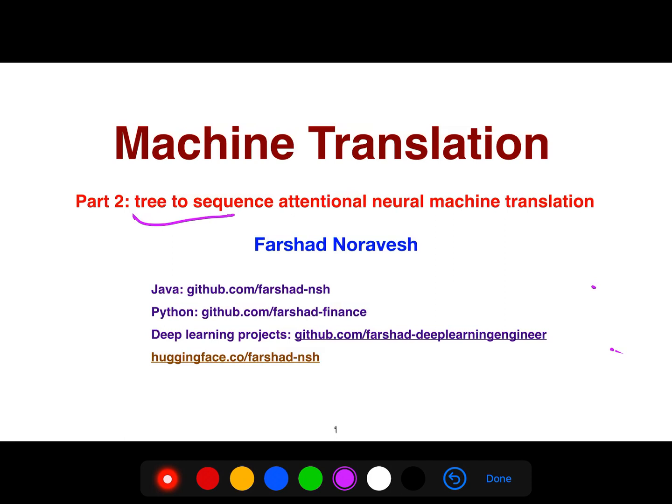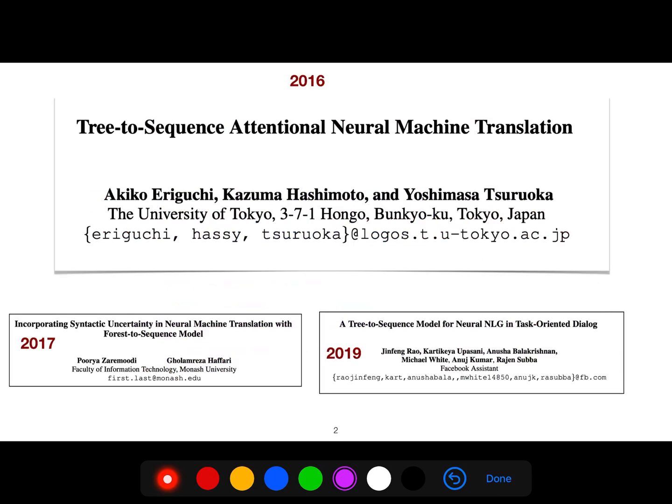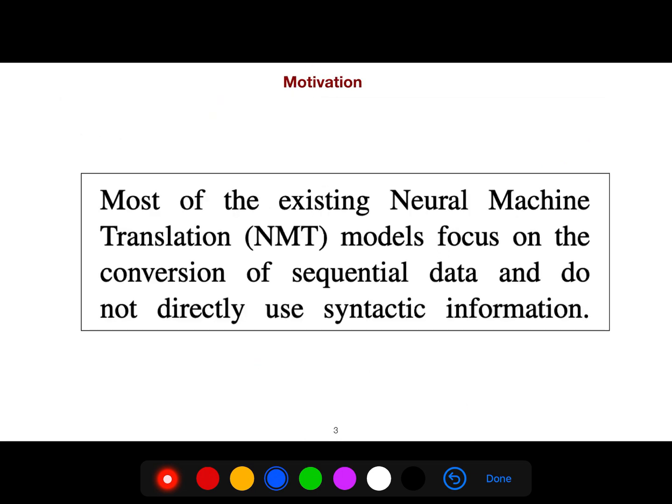And so now if you're using a dependency-based approach, your approach becomes universal. And so today I'm going to be presenting this beautiful paper from 2016, which was the source of inspiration for many great authors such as Puya in Monash University, and also these people at Facebook. So I will explain this article in the next lecture. So let's focus on this article from 2016 by people in Tokyo, Japan.